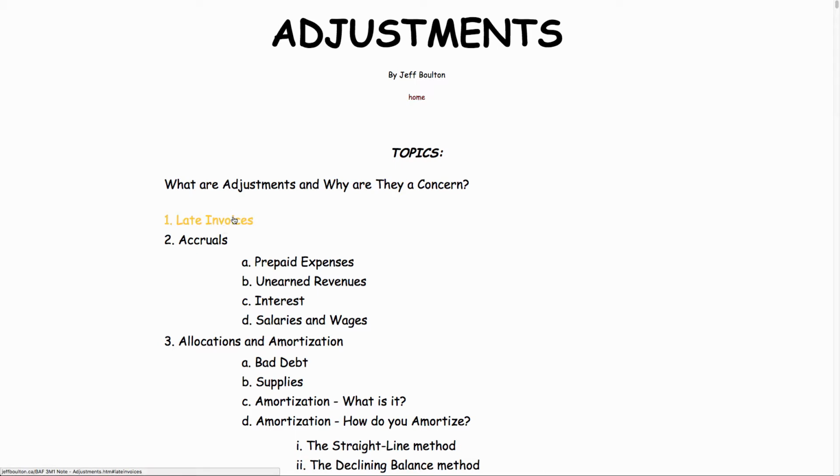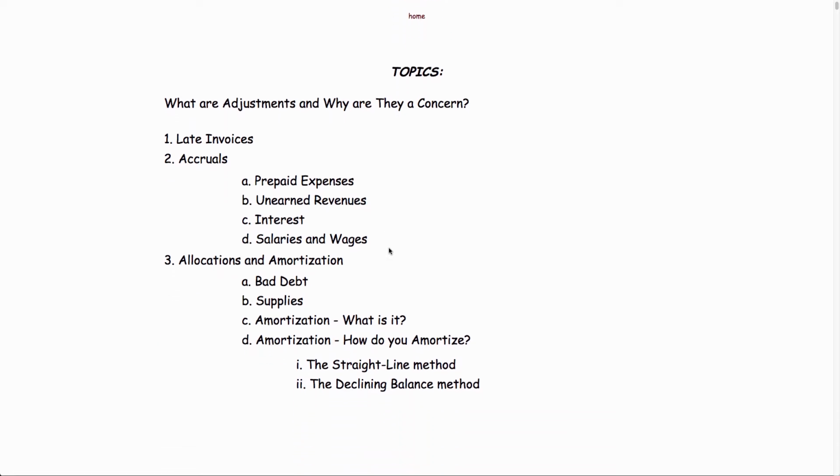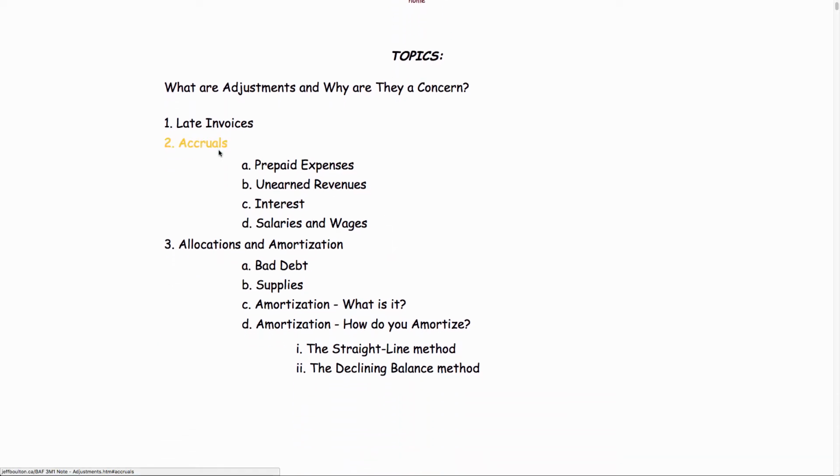Let's look at late invoices. A late invoice is just an invoice that comes late, and you have to make sure you record it in the right accounting period. And that's enough said. We're going to spend most of our time talking about these two main types of adjustments.